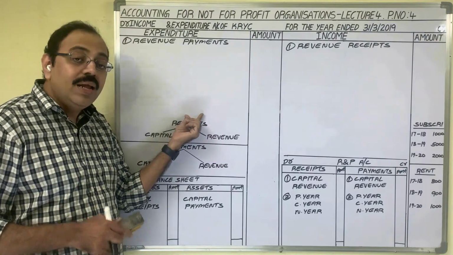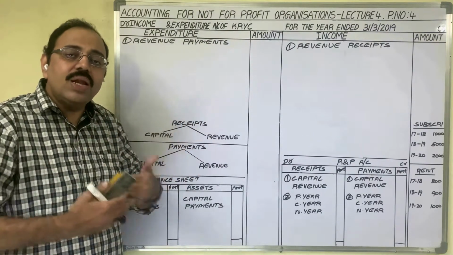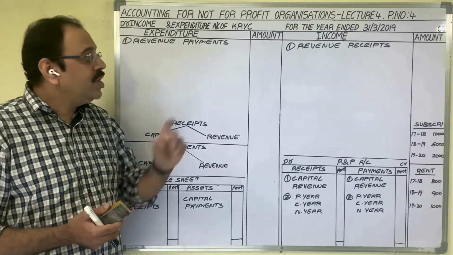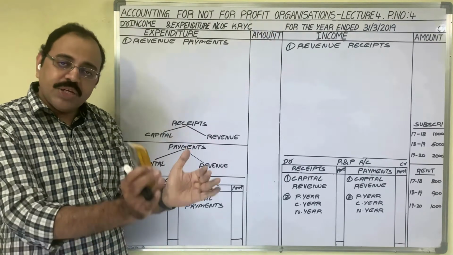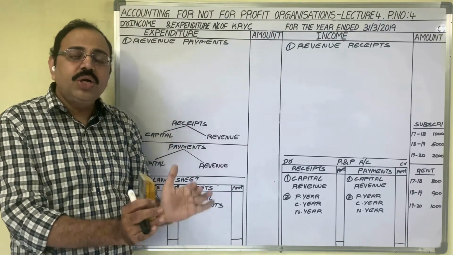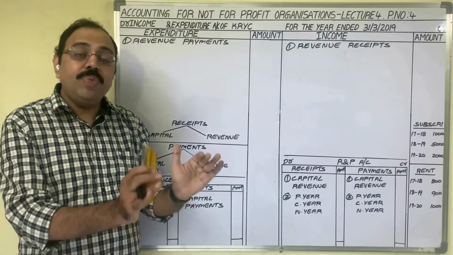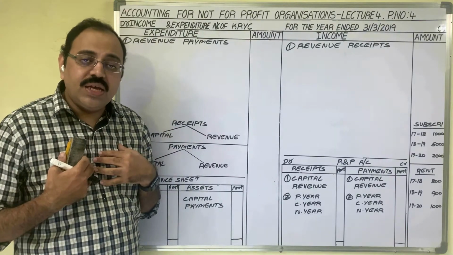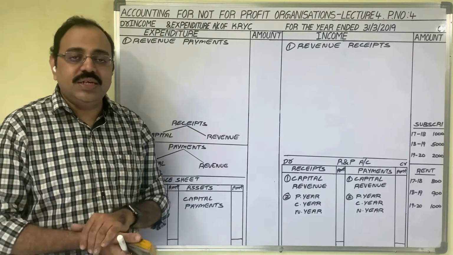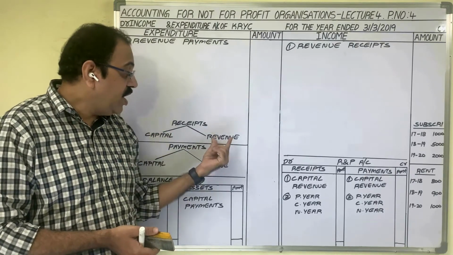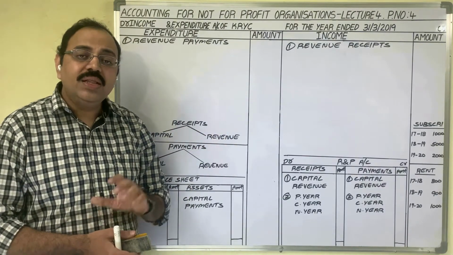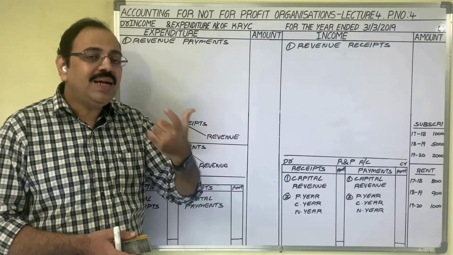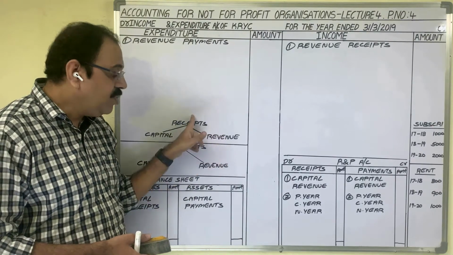Revenue receipt means what? Recurring receipt, meaning that amount comes to us regularly. For example, take subscriptions. In not-for-profit organizations, members will be there. To continue their membership, on a periodical basis they pay subscription amounts to the organization. For the organization, this receipt is a regular receipt. So subscription is one revenue income. Otherwise, suppose they lent their premises to somebody, so every month they receive rent. This rent received is also one revenue receipt.